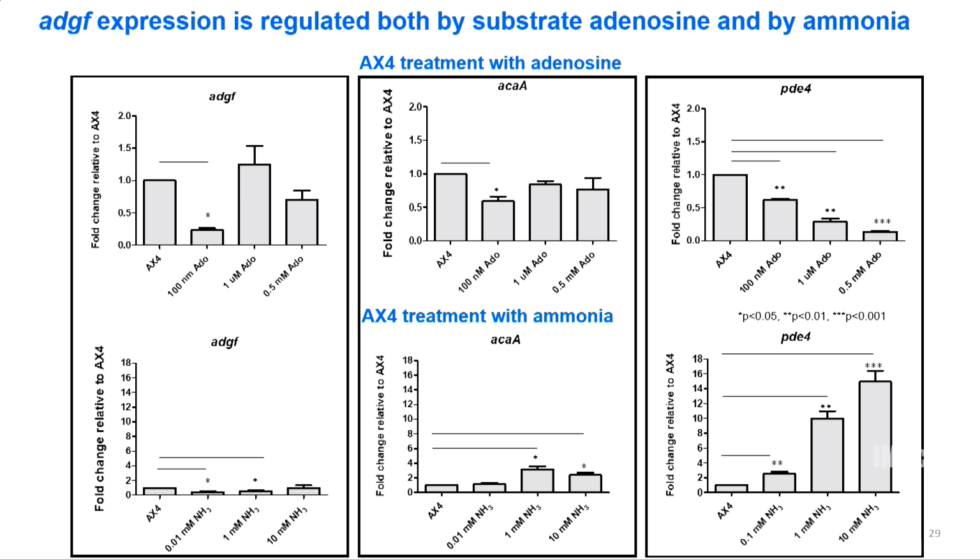What is interesting here, if you can draw your attention, is that from AX4, as the concentration of adenosine goes up, there is a gradual decrease in phosphodiesterase expression with the increasing levels of adenosine. Whereas with the increasing levels of ammonia, the levels go up, completely contrasting expression. And ACA expression, which is responsible for cyclic AMP synthesis, as well as the ADGF, depending on the dose that you see, there is a differential pattern of expression.